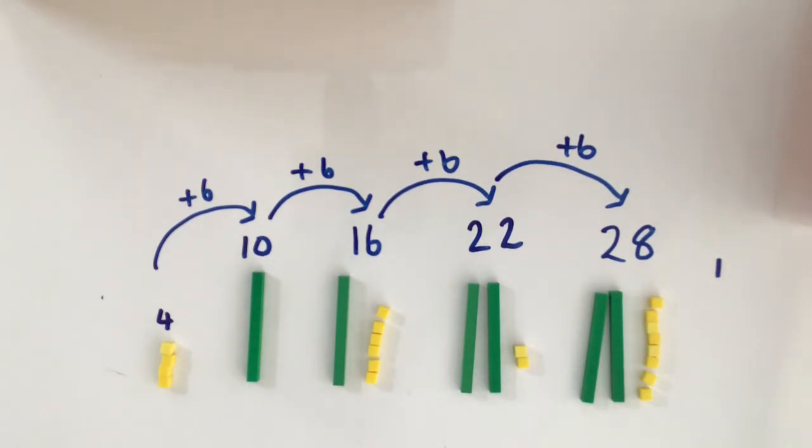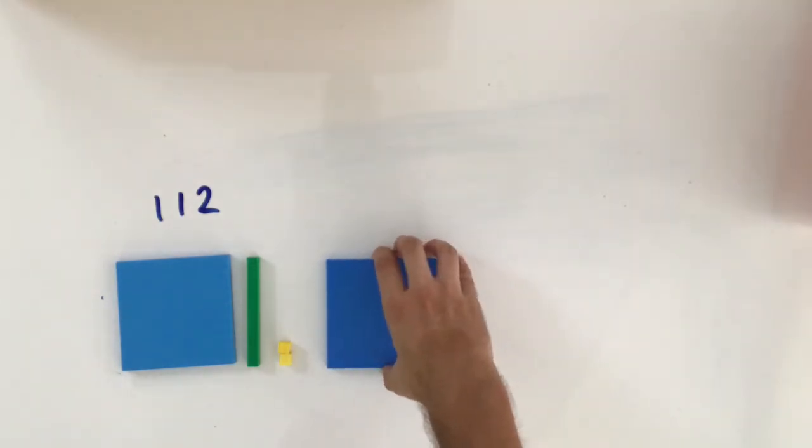Let's try with a different number. Now let's try with a bigger number. I'm going to start with 100 and 10, 11, 12. And I'm not going to add 6 this time, I'm going to add 7. So we're going to count up in groups of 7. So I start with 100.